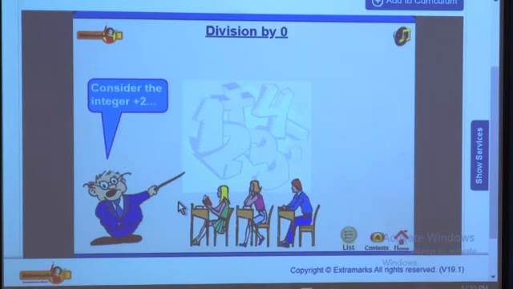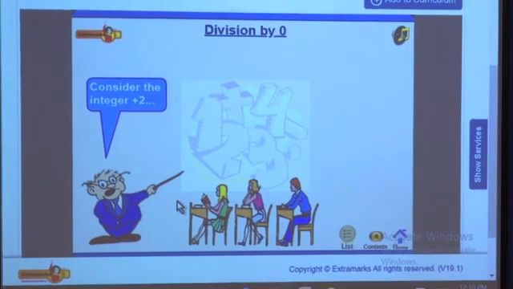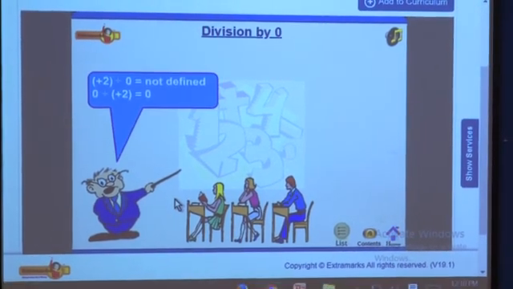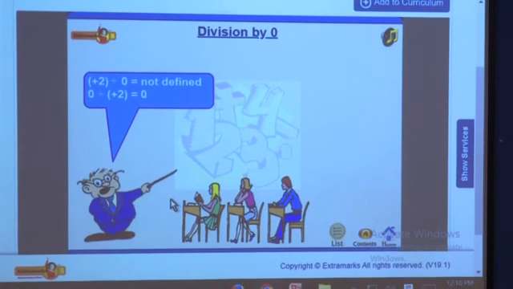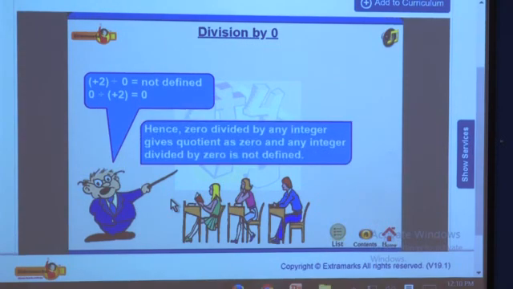We will now discuss the division by 0. Observe that for any integer, say positive 2, division of positive 2 by 0 is not defined, and division of 0 by positive 2 gives 0. Hence, 0 divided by any integer gives quotient 0, and any integer divided by 0 is not defined.